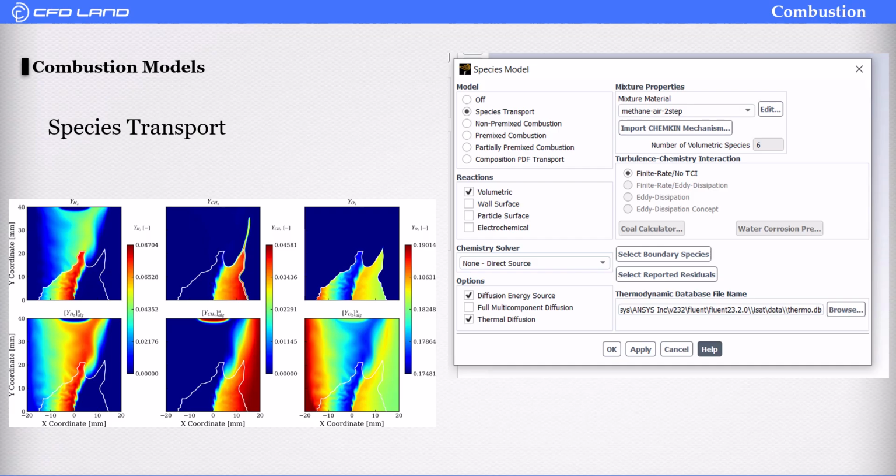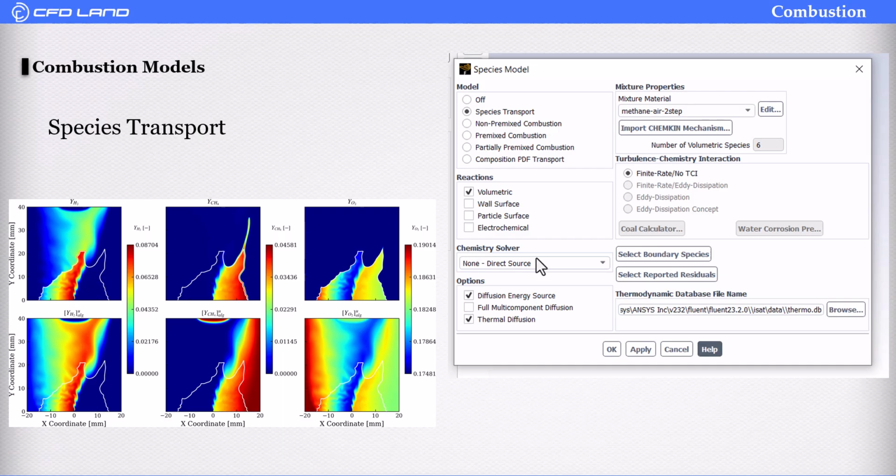Then we have finite rate eddy dissipation. In this model, it computes both Arrhenius rate and mixing rate and chooses the smaller between the two. In eddy dissipation, it only computes mixing rate, and eddy dissipation concept models turbulence chemistry interaction with detailed chemical mechanism using submodels. These submodels are constant coefficient and partially stirred reactors.